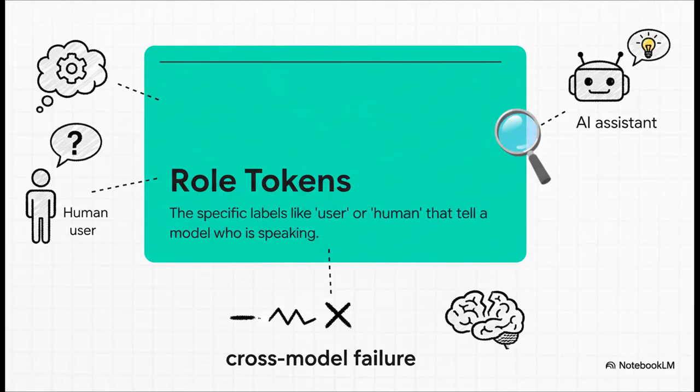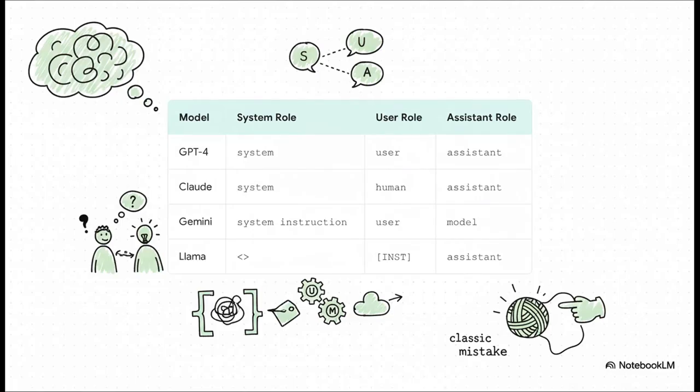Okay, if you only remember one thing from this entire explainer, let it be this: role tokens. These are just the specific labels that define who is speaking in a conversation. Is it the system setting the rules? Is it the human user asking a question? Or is it the AI assistant responding? Seriously, getting this wrong is the number one cause of cross-model failure, period. And just look at this. You can see how different they are.